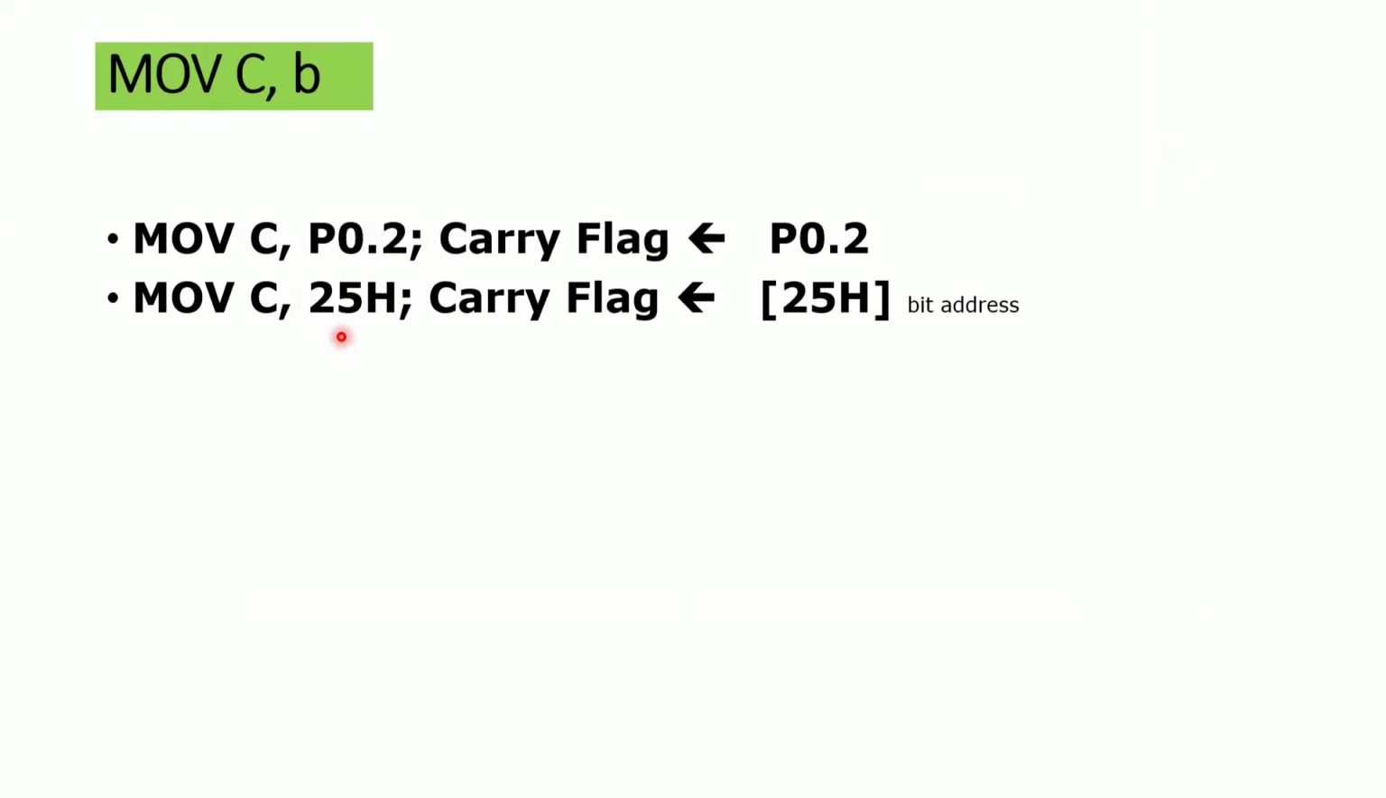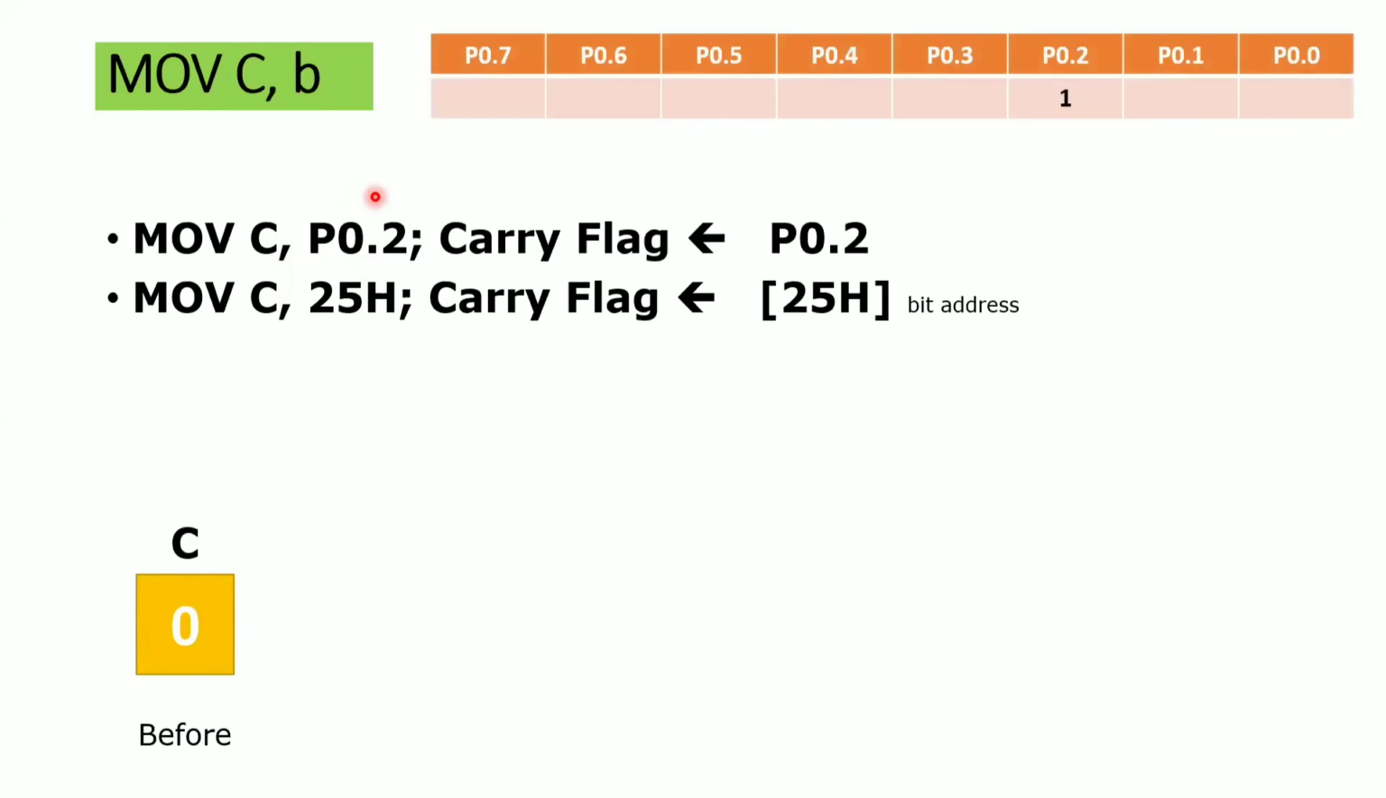Similarly, 25H. Whenever I say 25H, this is your internal RAM address location, and that address location bit is moved into C. Now see here, earlier the carry flag is 0. Take an example: earlier port 0.2 consists of 1. After executing the instruction, what will be the value of the carry flag? It becomes 1, because port 0.2 consists of value 1. That value gets replaced inside your carry flag, right?